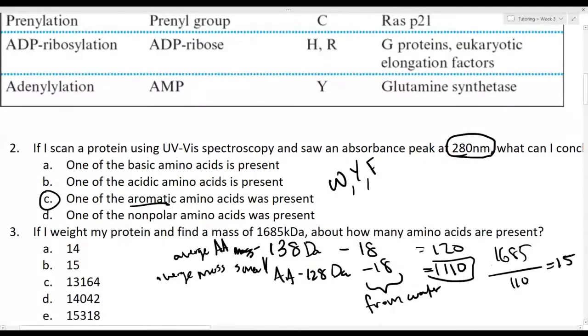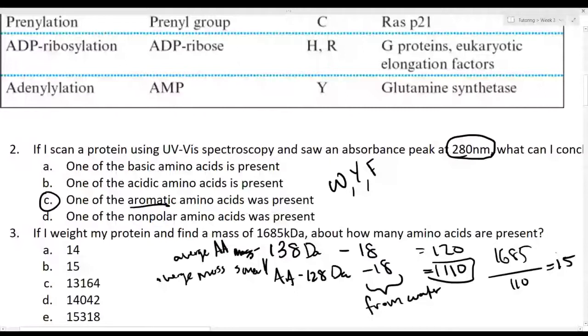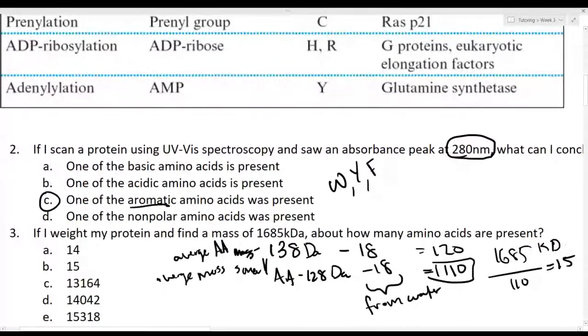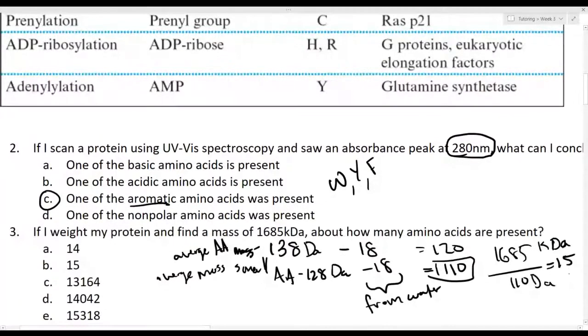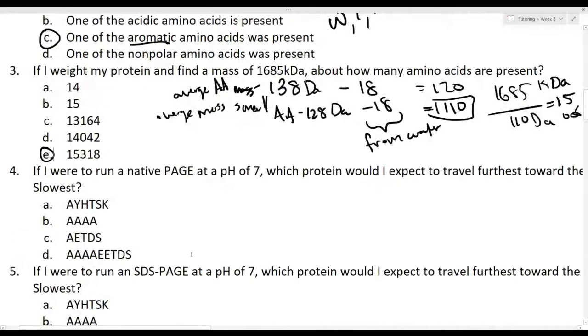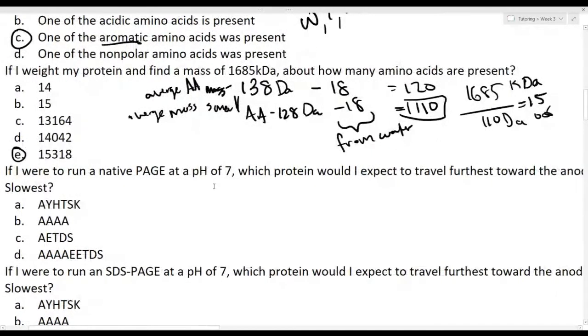Okay. So this is another one of those keep track of your units. Perfect. Yes, exactly right. We have to convert to Daltons. This starts as kilodalton, and down here it's in Dalton. So really it's 15,000, and what you end up getting is actually E, 15,318 amino acids. Okay. So yeah, just keep track of your units. Exactly right. All right. So now we're getting into the protein purification chapter.